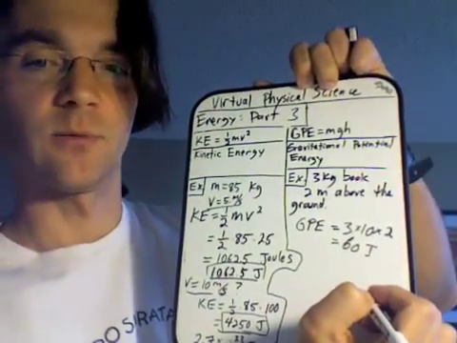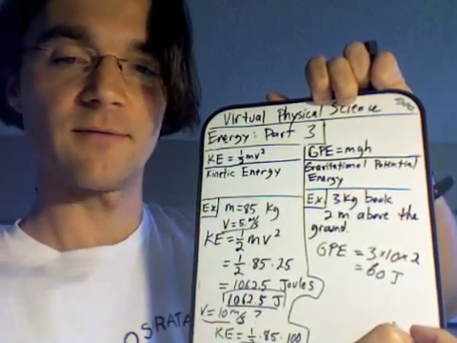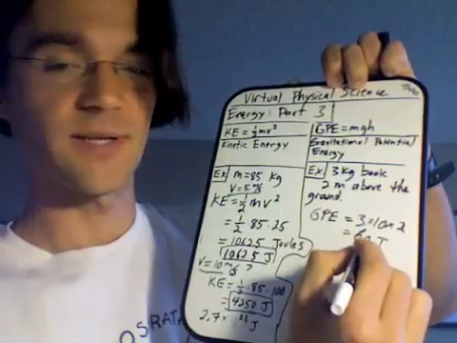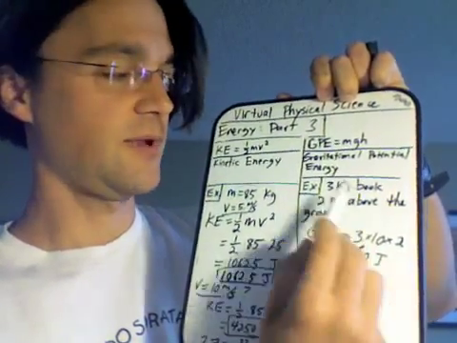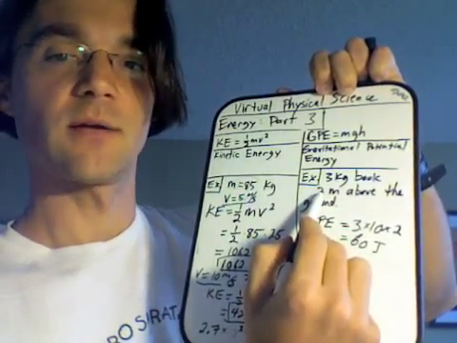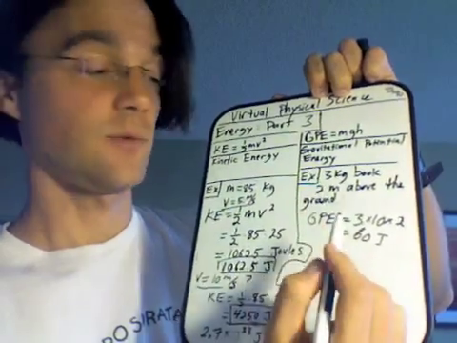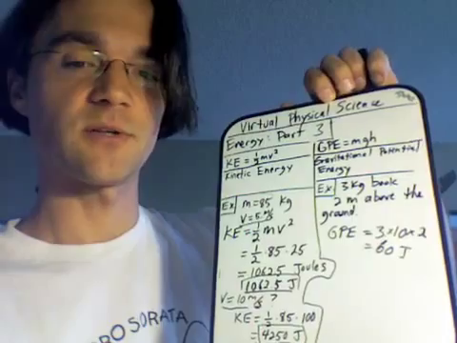If I had a book that was twice as heavy, 6 kilograms, how much do you think it would have? It would have twice as much. It would have 120 joules. What if I raised the 3 kilogram book 4 meters above the ground? That's right, it would also have twice as much energy. It would have 120 joules of gravitational potential energy.